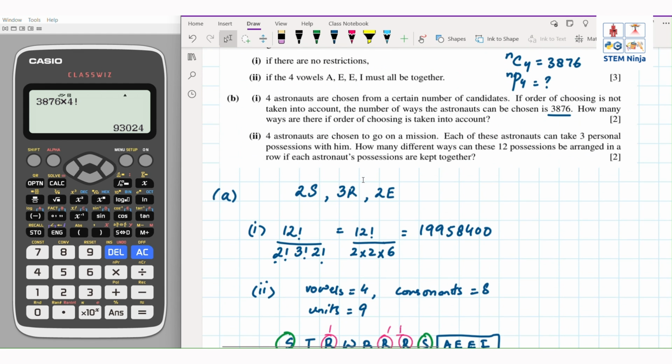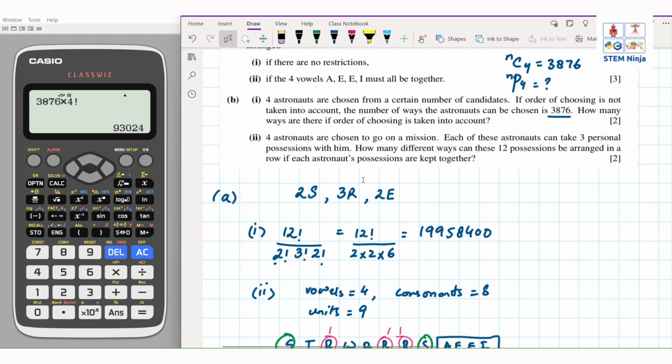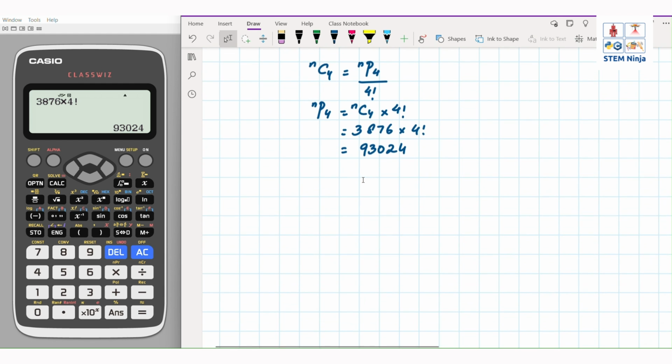All right, now let's see. 4 astronauts are chosen to go on a mission. Each of these astronauts can take 3 personal possessions with him. So 4 astronauts and 3 possessions per person. How many different ways can these 12 possessions be arranged in a row if each astronaut's possessions are kept together? Okay. Now what we have over here is that each person's possessions are kept together.